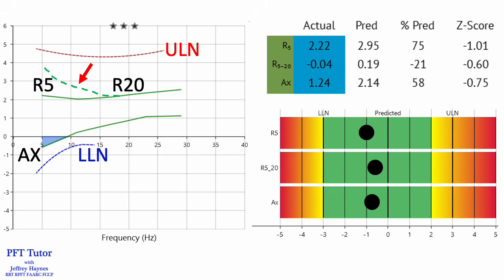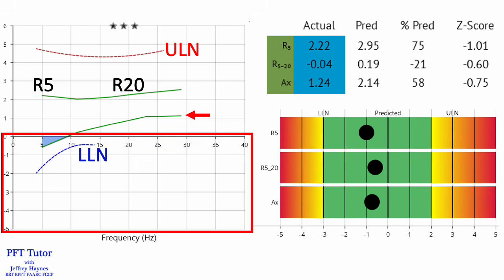If it wasn't normal, the green line here would rise as the frequency decreased. This is called the frequency dependence of resistance and may represent small airways disease. On the oscillogram, there's a second green line indicated by the red arrow, and where this extends below 0 is known as the reactance or compliance of the respiratory system.